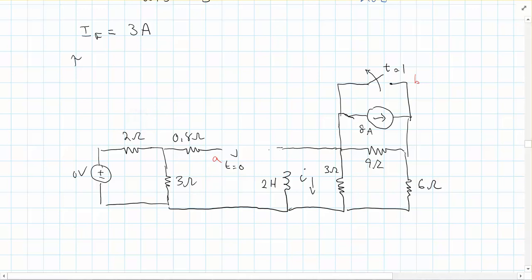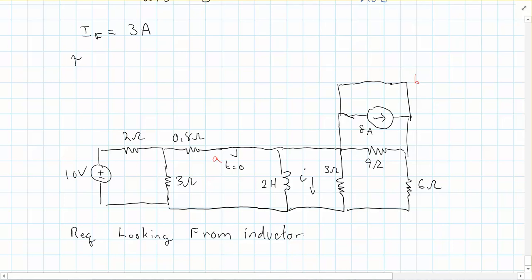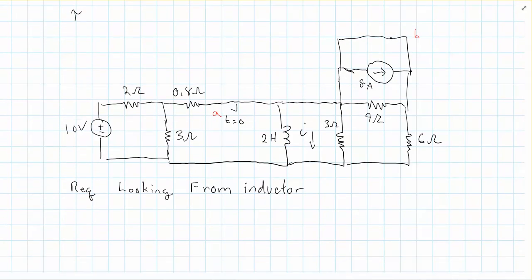Okay, so then we know that this is a straight line, and then this here is also a straight line. Alright, now we have to find our equivalent resistance looking from the inductor. So remember, if we have voltage and current supplies, we have to turn them off to find our equivalent. And remember, a voltage source becomes a wire, and a current source becomes an open circuit.